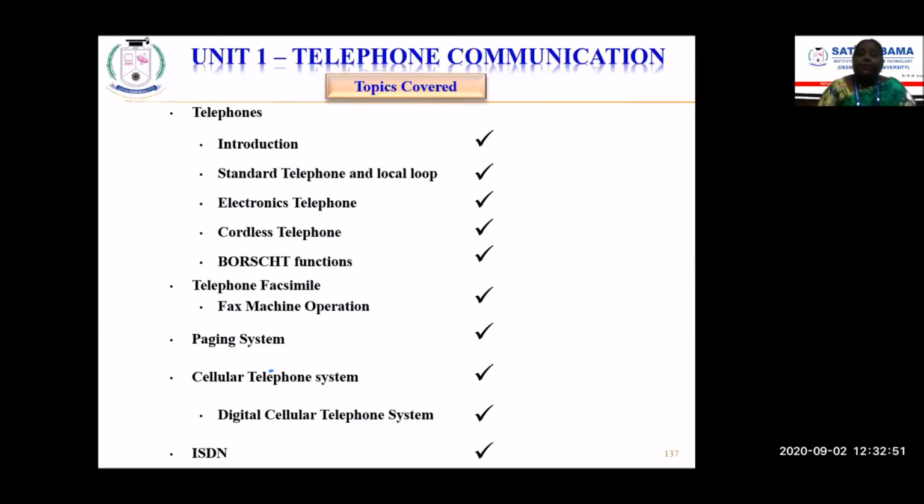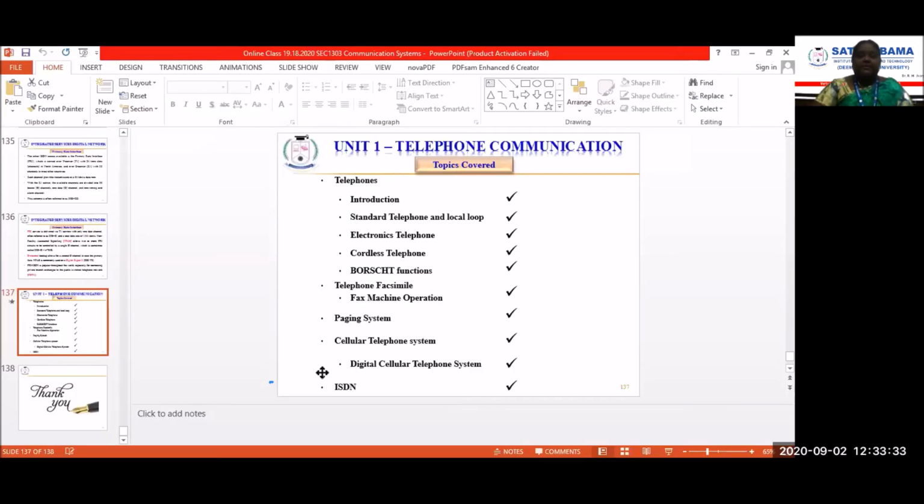This quiz is important because it is considered for your continuous assessment examination 1. Some weightage marks are there. So I want each and every one of you to participate in the Kahoot app quiz that is conducted here. It is going to be the practice quiz. Do you have any doubts about the topics covered so far? You can unmute yourself and raise your queries.